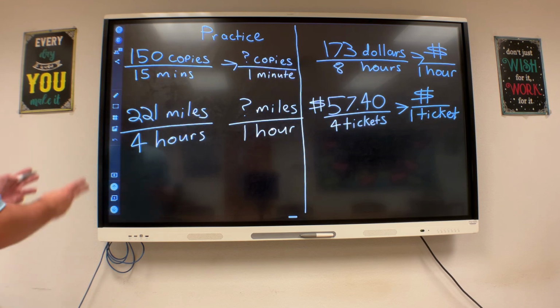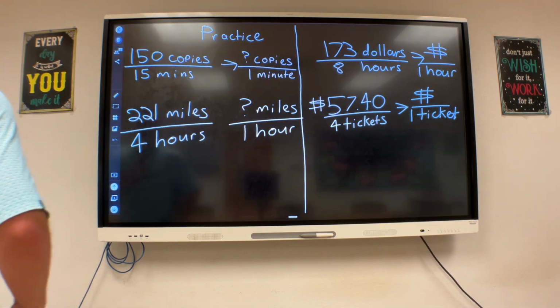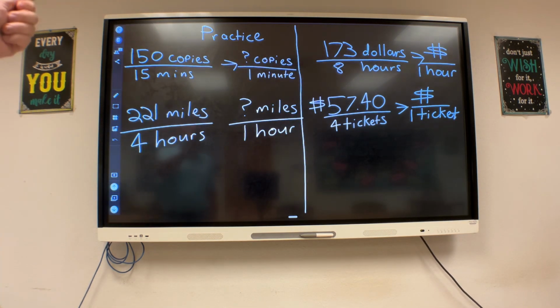And then now we're going on a road trip. We're going 221 miles. It's going to take us 4 hours to get there. So I want to find how many miles we're going each hour. And so that's going to be the speed. You can figure out speed using unit rate. If we know how far we're going and how long it's going to take us to get there, then we can figure out miles per hour and we can get the speed.